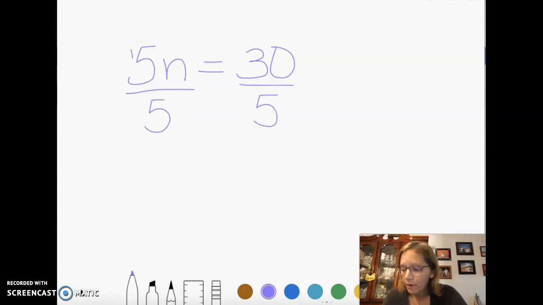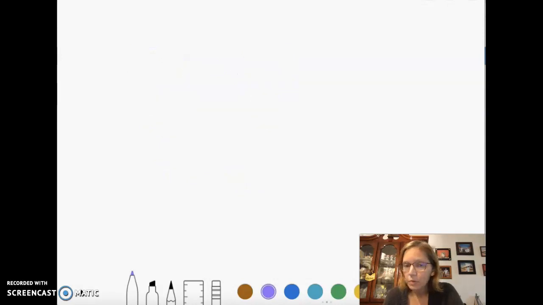Now 5 divided by 5 equals 1, so we can just leave that 1 as an invisible 1. So n is left by itself, which is what I wanted. And then 30 divided by 5 equals 6. So n equals 6 would be my answer. And we'll do one more that's division.